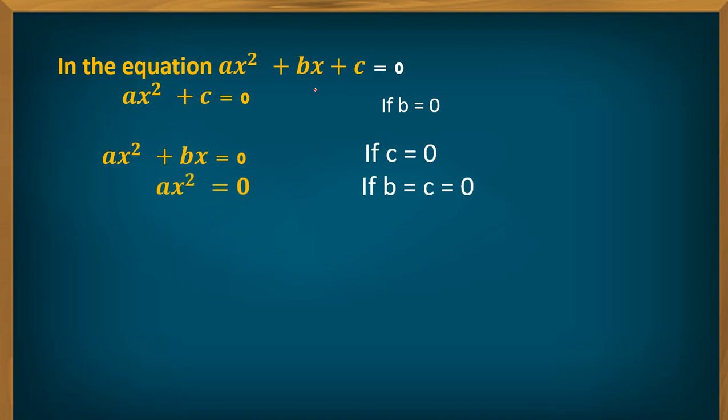Now what will happen if we take a as 0? If a is 0, we get bx plus c equals 0. Here, observe that the highest exponent of the variable x is 1. As we know, a linear polynomial has the highest exponent of the variable as 1, that means bx plus c is a linear equation, correct?